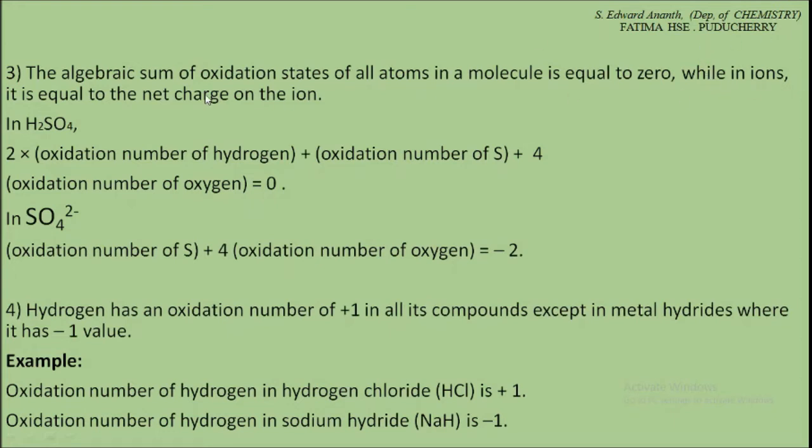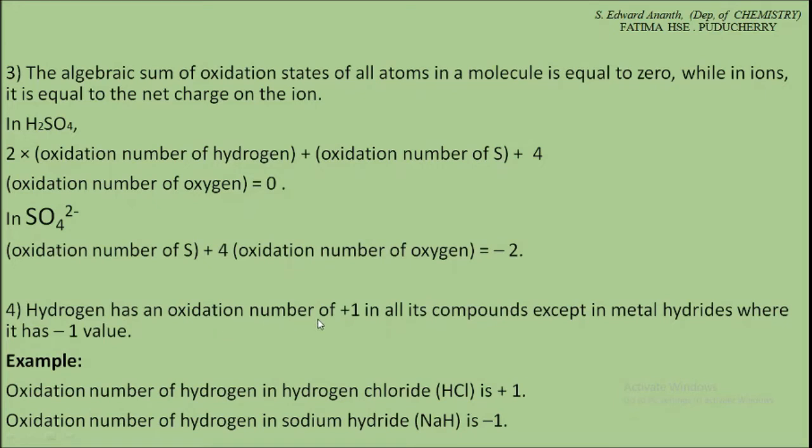While in ions, it is equal to net charge on the ion. If an ion has been given, for example, SO4 2- ன்னு கொடுத்திருக்காங்கன்னா sum of oxidation number of sulfur and oxygen is equal to மேல என்ன சார்ஜ் கொடுத்திருக்காங்களோ அதுக்கு ஈக்குவேட் பண்ணணும். அப்ப oxidation number of sulfur plus 4 into oxidation number of oxygen is equal to -2.